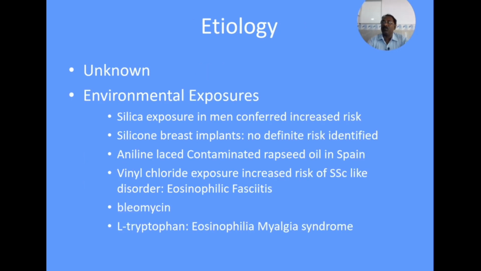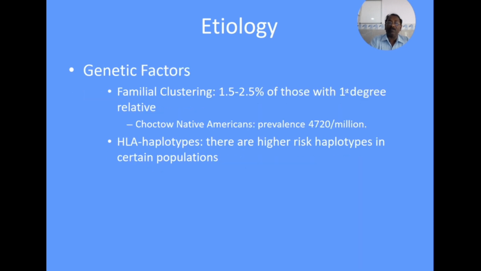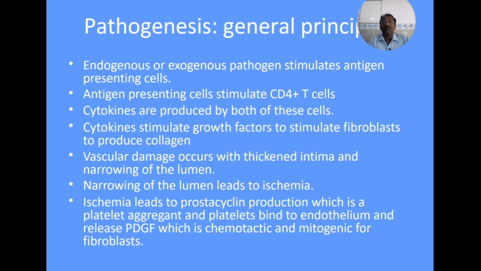What are the environmental exposures that cause systemic sclerosis in people who are genetically predisposed? Silica exposure in men carries an increased risk. Silicone breast implants, contaminated oil in Spain, vinyl chloride exposure, bleomycin, and tryptophan are some of the environmental factors which trigger systemic sclerosis in genetically predisposed individuals. There is familial clustering, about 1.5 to 2.5% among first degree relatives. With HLA haplotypes, there is a higher risk in certain populations.